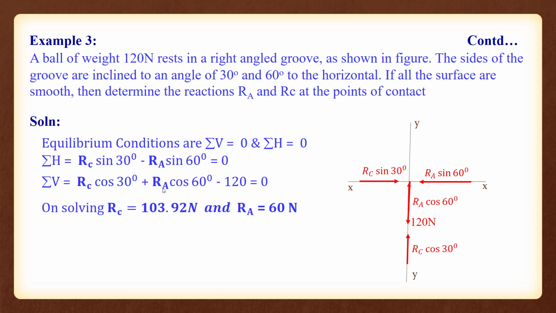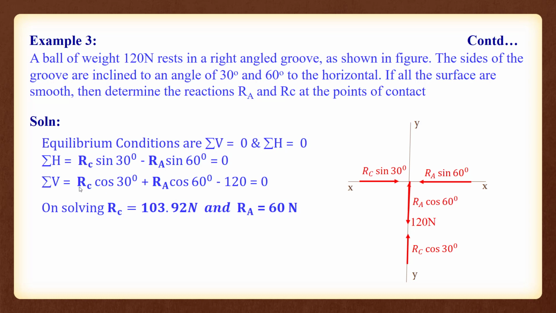Since the ball is in equilibrium, that is not moving, right? That is at rest. The system is in equilibrium. So you can apply the equilibrium conditions. What are the equilibrium conditions? Sigma V equal to 0 and sigma H equal to 0. What is sigma H? Algebraic sum of all the horizontal forces acting on the system. That will be equal to 0. And algebraic sum of all the vertical forces acting on the system also will be equal to 0.